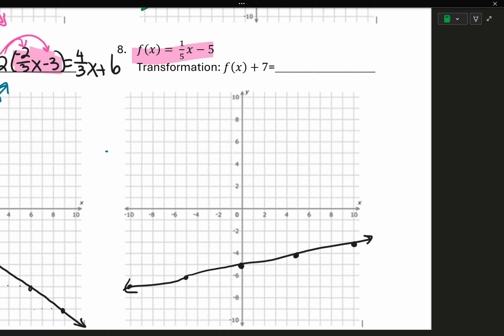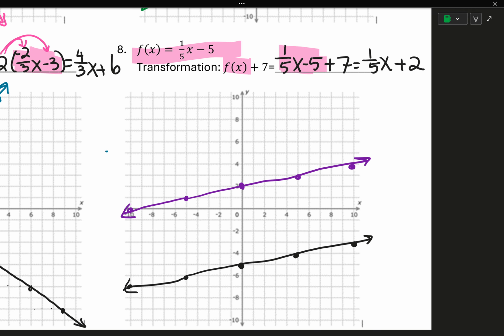Let's add 7. So we're going to have 1/5 x minus 5 plus 7. -5 plus 7 is 2. So 1/5 x plus 2. Let's graph it. I'm going to start by putting a dot on 2, and then going up 1 to the right 5, up 1 to the right 5. And of course, I'm going to go backwards.